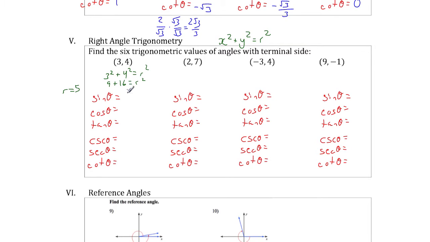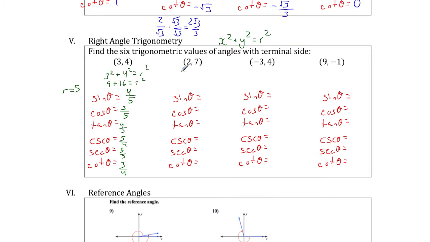So the sine is going to be 4/5. The cosine is going to be 3/5. The tangent is going to be 4/3. Cosecant is going to be 5/4. The secant is going to be 5/3. And the cotangent is going to be 3/4.